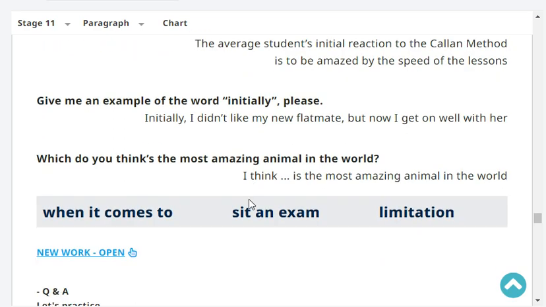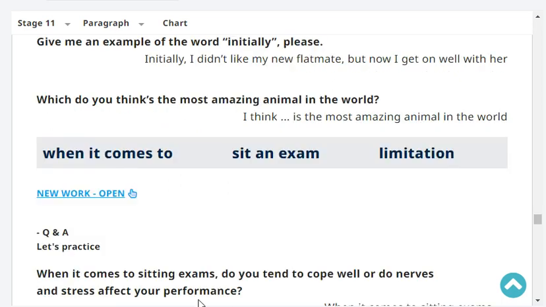Give me an example of the word initially, please. Initially, I didn't like my new flatmate, but now I get on well with her. Very good. Which do you think is the most amazing animal in the world? I think the elephant is the most amazing animal in the world. Very good.